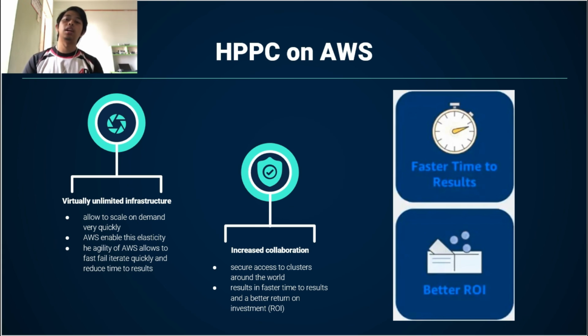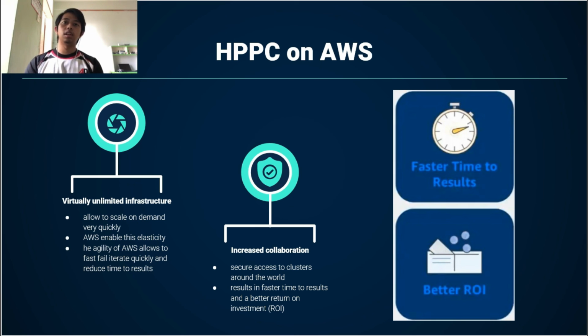Some of the features of HPC on AWS: it is virtually unlimited infrastructure. In AWS, they have access to unlimited infrastructure, and it allows you to scale on demand very quickly, and you only pay for what you use. AWS enables this elasticity. If you are 2 weeks late on a tape out, you can scale your cluster in minutes to meet the deadlines. Also, the agility of AWS allows you to iterate quickly and reduce time to results.